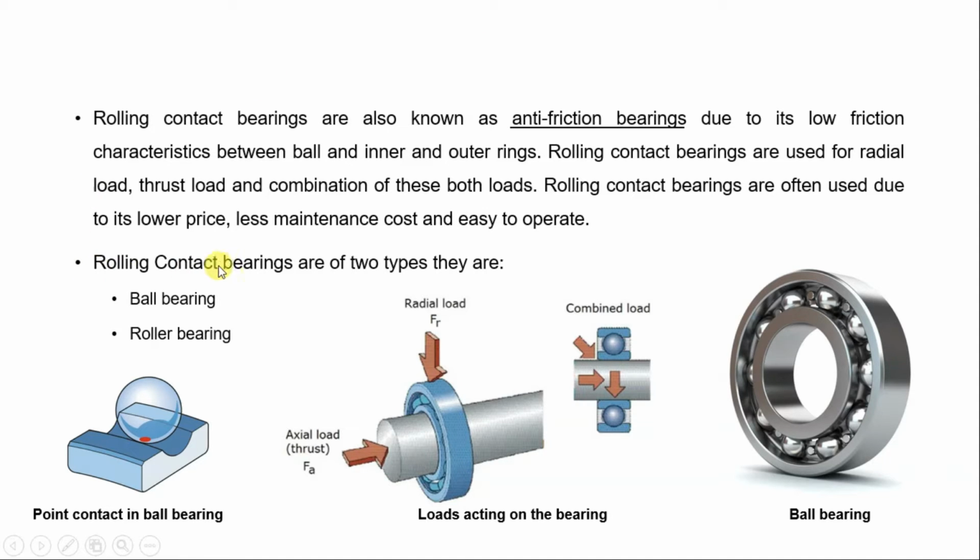Different rolling elements that can be used in these bearings are balls and rollers. In this picture, I have shown the ball bearings. This element is a ball, that is why it is called a ball bearing. If we replace this ball with rollers, then it will be called a roller bearing.